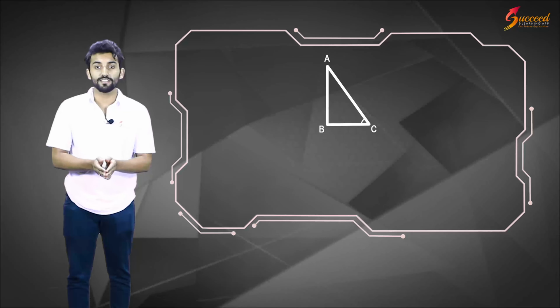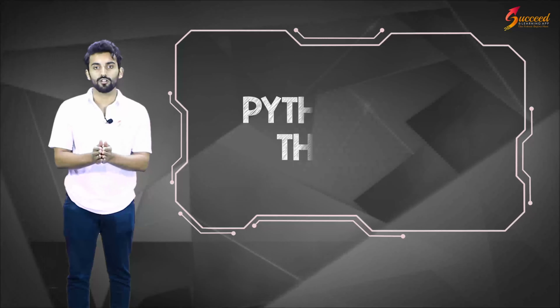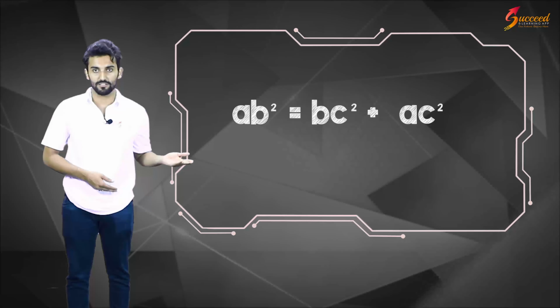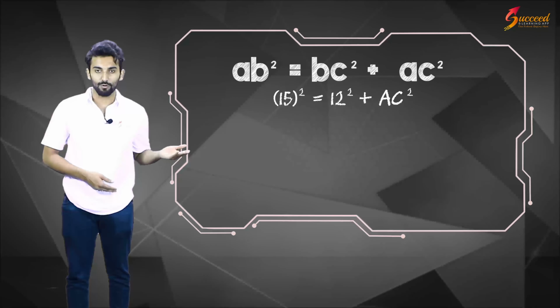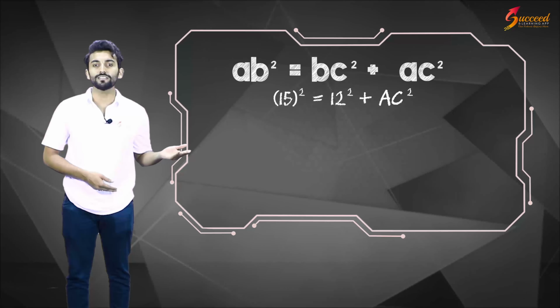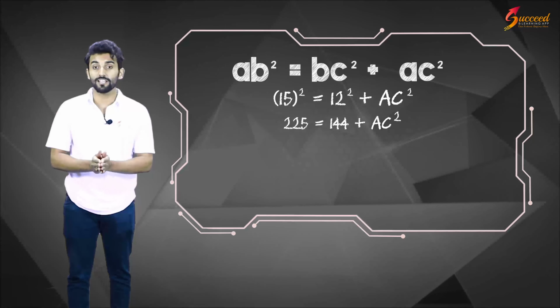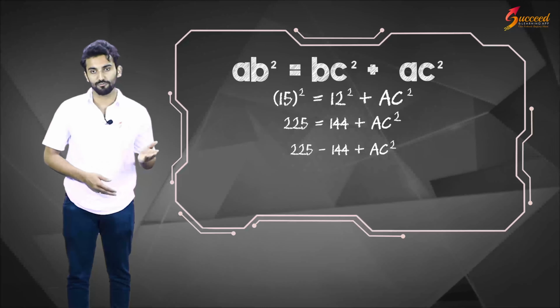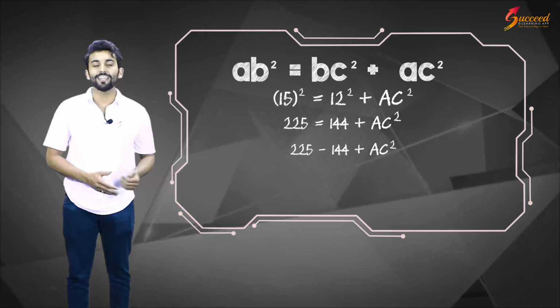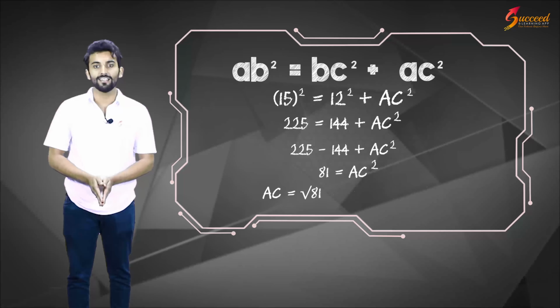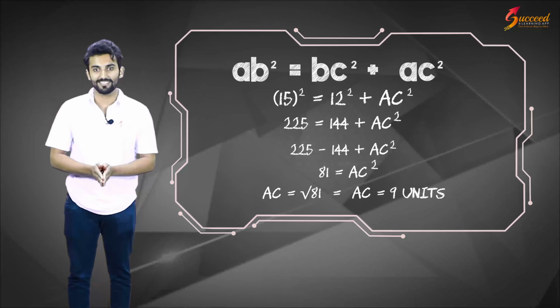Now, we need to find the side AC by using the Pythagoras theorem. AB square is equal to BC square plus AC square. 15 the whole square is equal to 12 square plus AC square. 225 is equal to 144 plus AC square. 225 minus 144 is equal to AC square. 81 is equal to AC square. AC is equal to root 81. AC is equal to 9 units.